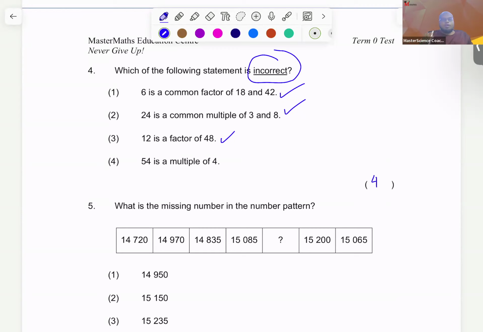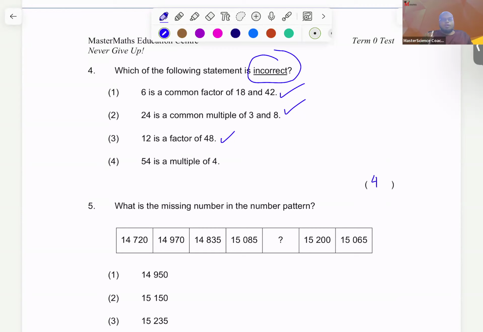Okay, now question 5 is one of the tricky ones because you cannot simply plus the same number or minus the same number. Okay, there's a pattern there. First one, from here to here, correct. This is a plus of 250. Okay, I can subtract to get 250 also.